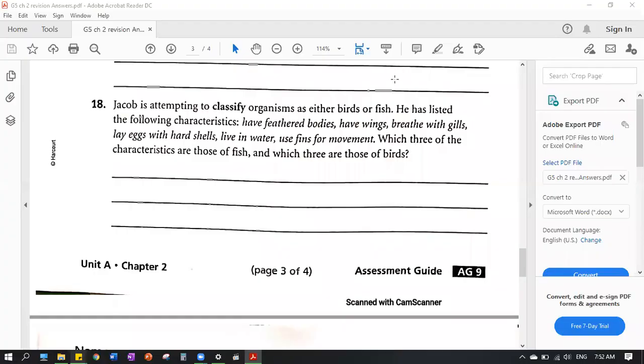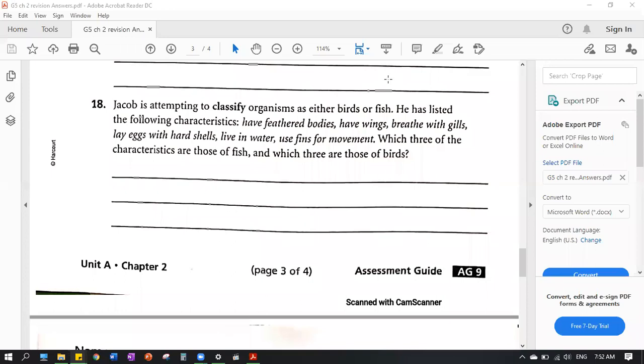Okay, guys, so we will start with the first question now. It's saying that Jacob is attempting to classify organisms as either birds or fish. So he has listed the following characteristics: have feathered bodies, have wings, breathe with gills, lay eggs with hard shells, live in water, use fins for movement. Which three characteristics are those of fish and three of those of birds?